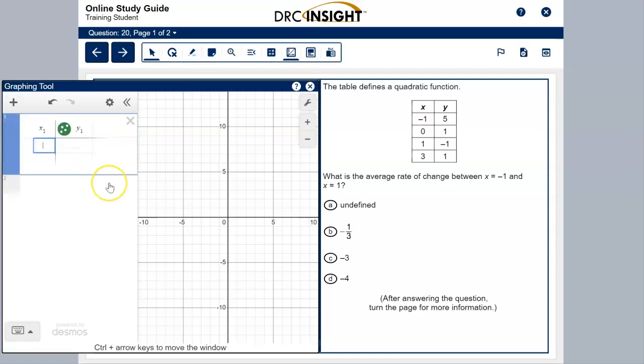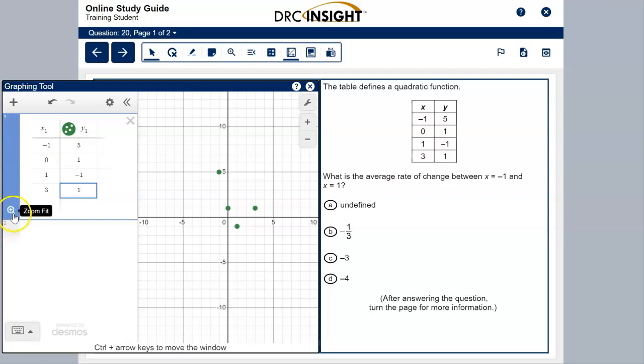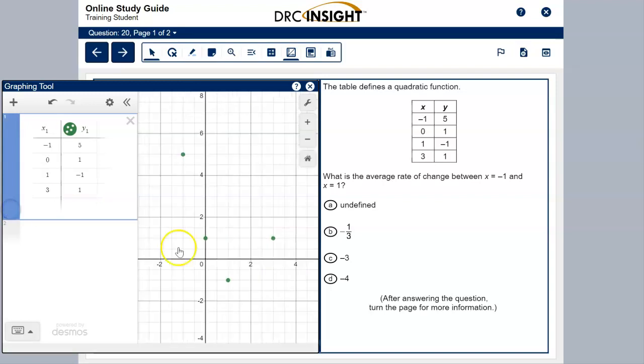Let's click on table and let's recreate x as -1, 0, 1, 3, and then the y will be 5, 1, -1, 1. And then if you click this little plus sign here at the bottom left, it says zoom fit. It will fit your data to your graph and you'll be able to see all the points that are here. Now the thing about this is we're really only concerned about 2 of these points. And so I'm going to unhighlight a couple of these.